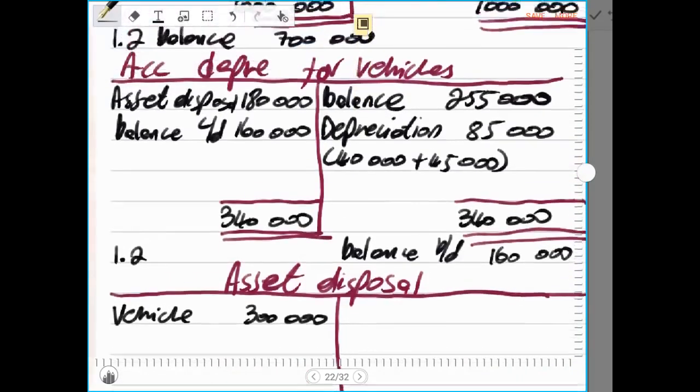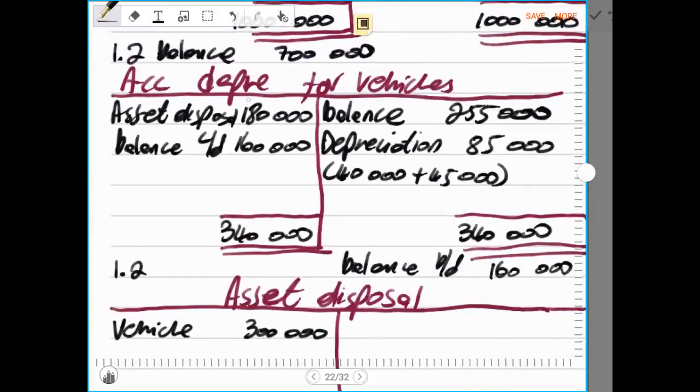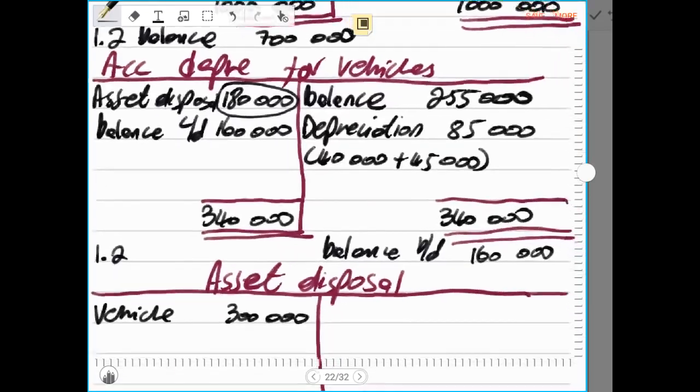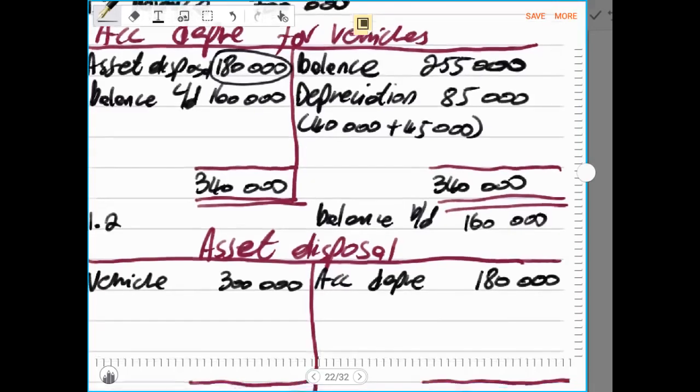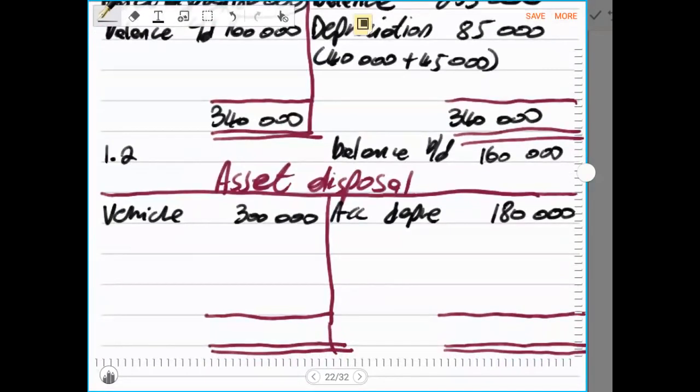Then after, there was a total accumulated depreciation for the asset that was disposed that amounted to 180,000 rands. There on the debit side of the asset disposal, we record that on the credit side. It always does not change, 180,000 rands. The contra entry is the name of the ledger account it comes from: accumulated depreciation on vehicles.